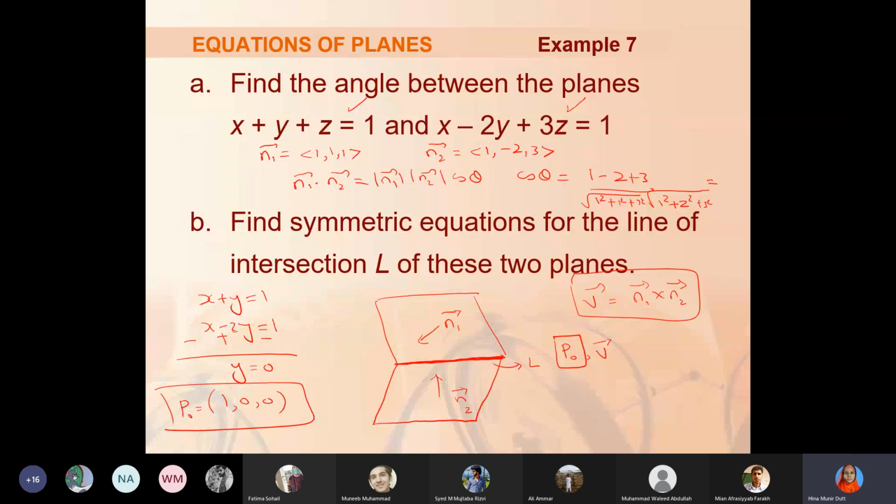Do you understand why taking the cross product is necessary? Because the line L is perpendicular to both the vectors n1 and n2, because it is lying on both the planes. So it means a vector v which is parallel to the line L is perpendicular to both the vectors n1 and n2. And to find the vector v, you have to take the cross product of n1 and n2. So we will take the cross product.